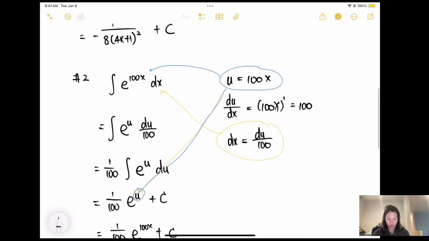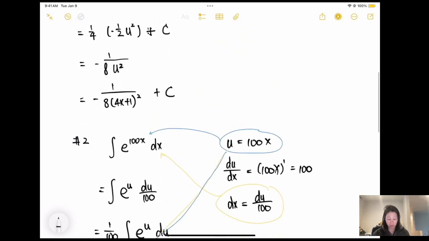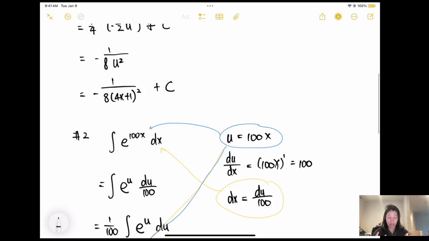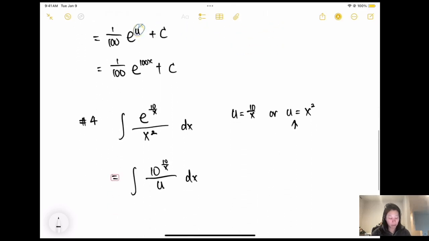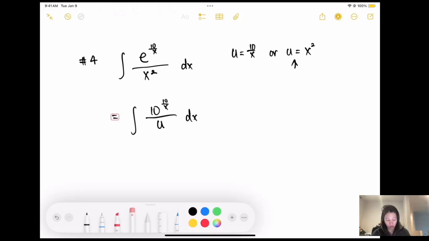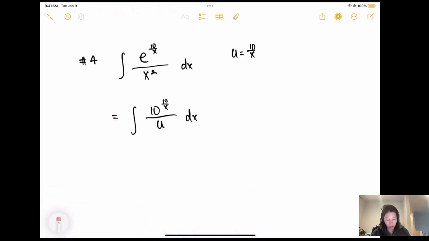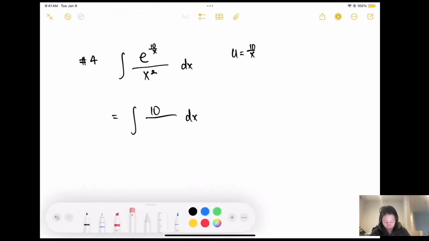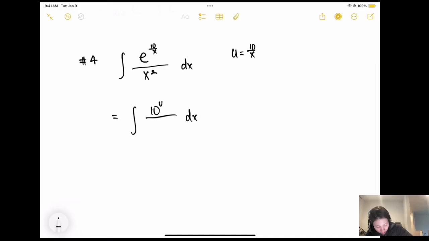As you can see in the previous example, after you substitute a u, everything immediately looks easier. So maybe we shouldn't let u equal x squared. We should use u equals 10 over x. Okay, the x squared still looks complicated. Maybe we should keep going.